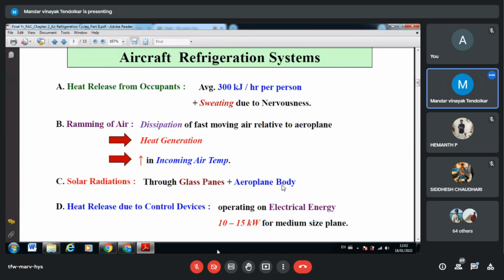Correct? And the second part from the occupant side is the sweating. Sweating due to nervousness. Sweating is a phase change phenomenon, so naturally again latent heat transfer. 300 kJ per hour is a sensible heat transfer. There is latent heat transfer also.